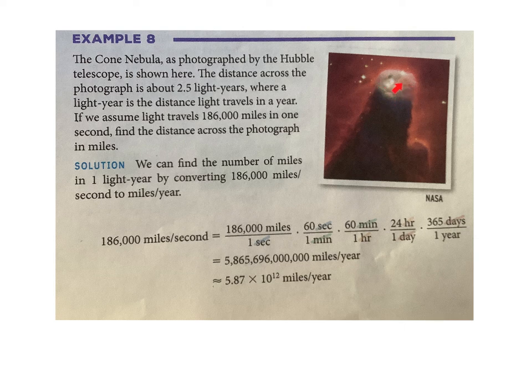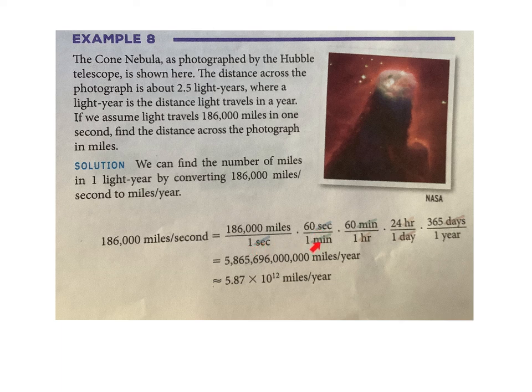So if we're looking at how far it is from here to here, we take how fast light travels in 1 second, find out how many miles it goes in 1 year, and then multiply that by 2.5 to find out how far it is, because it takes 2.5 years for light to get across here. How many miles is that? So we're going to first of all go from our miles per second. We're going to have to figure out how many miles this goes in a year, and then multiply that by 2.5 years.